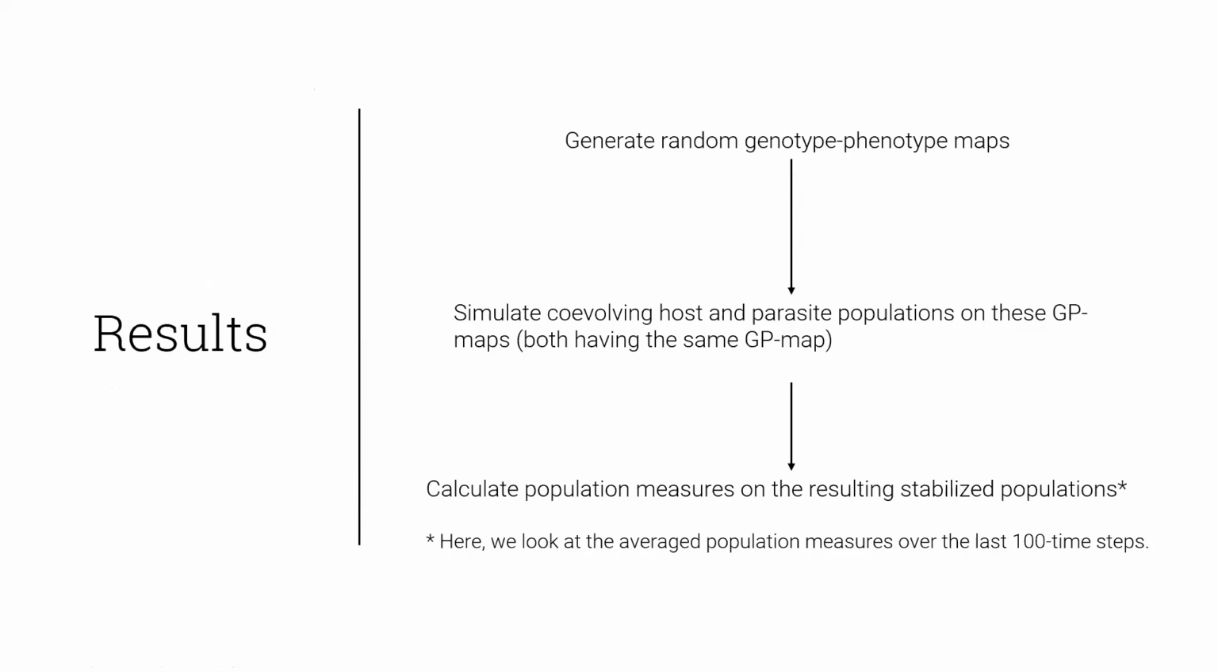So now what do we see when we do this? To perform the experiment, we generate random genotype-phenotype maps using uniform sampling of the genotype-phenotype map space. We simulate co-evolving host and parasite populations on these genotype-phenotype maps. So we are assuming that both the host and the parasite have the same genotype-phenotype map. And then we calculate population measures on the resulting population at the end of the run.